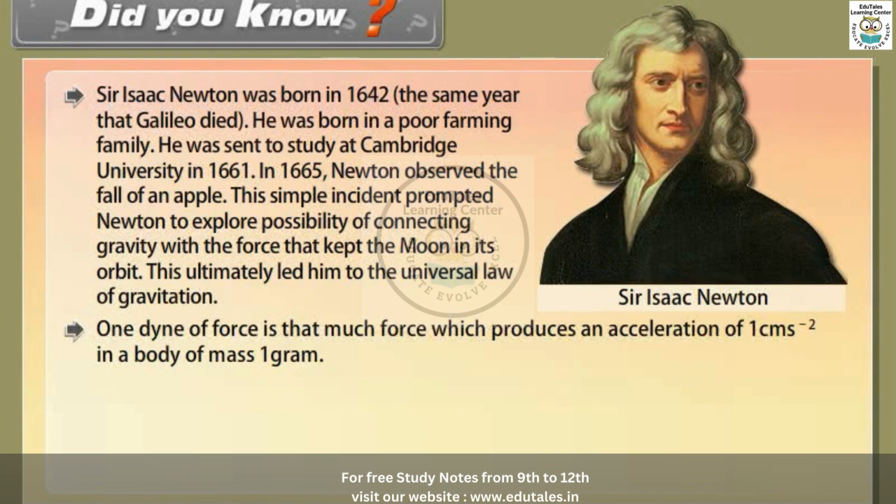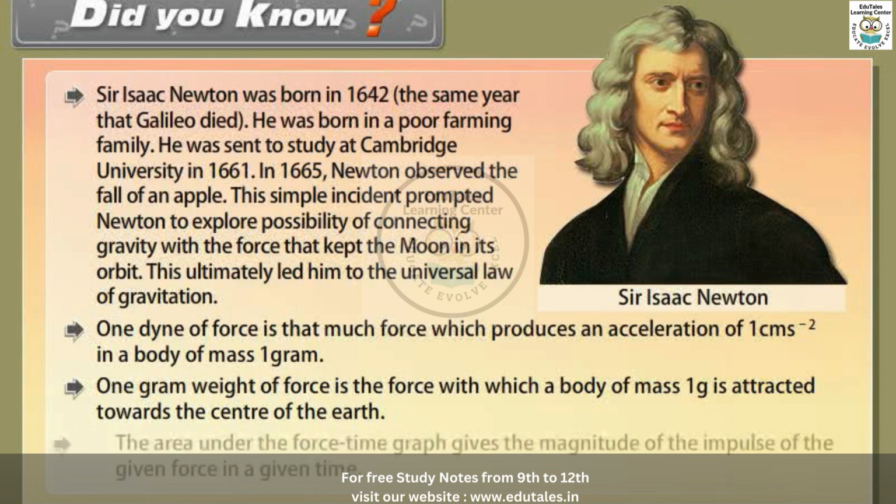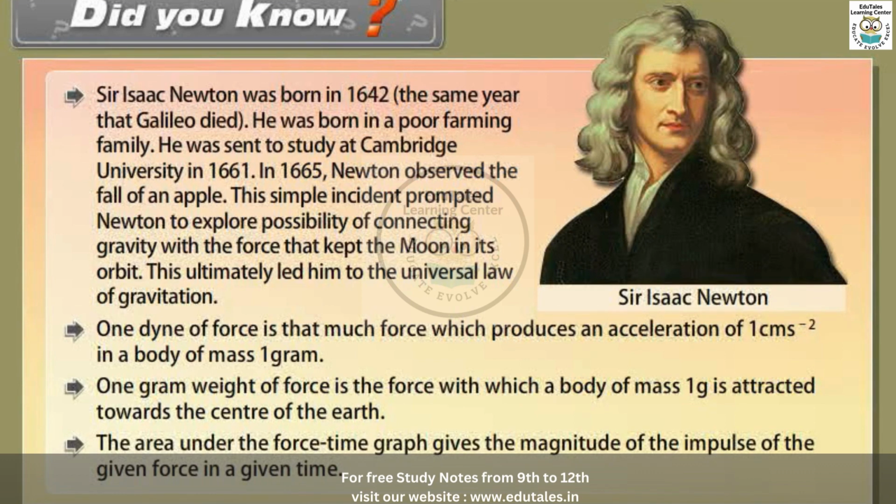1 dyne of force is that much force which produces an acceleration of 1 centimeter per second squared in a body of mass 1 gram. 1 gram weight of force is the force with which a body of mass 1 gram is attracted towards the center of the earth. The area under the force-time graph gives the magnitude of the impulse of the given force in a given time.